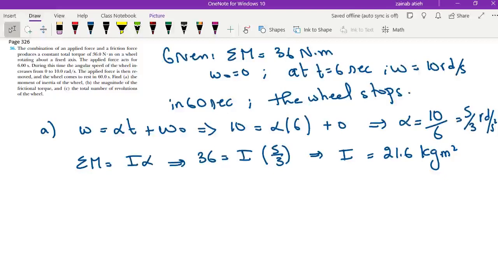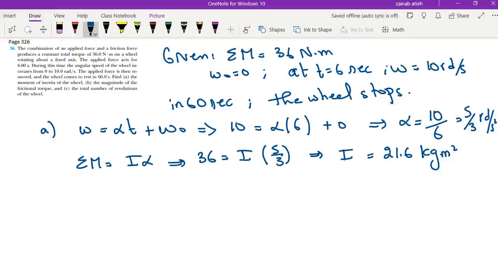In part B, he's asking for the magnitude of frictional torque. We have to find the moment of friction. To find it, we have to use the second part of the experiment where he removed the applied force and only the frictional force remains. So in this case, I can find the moment of friction.